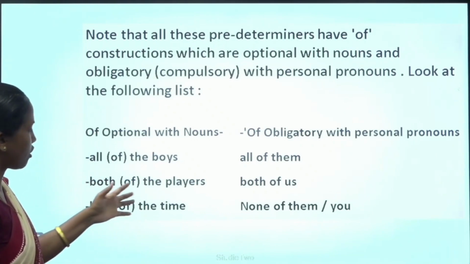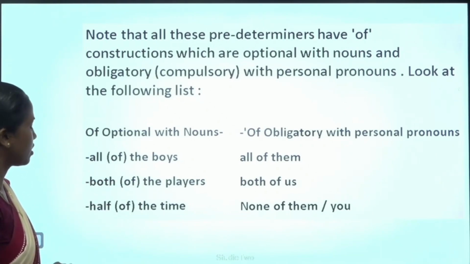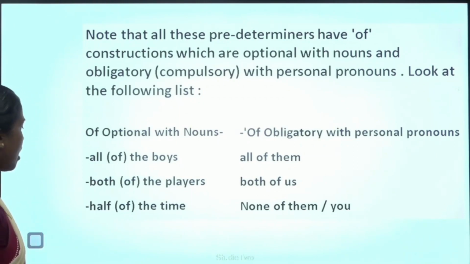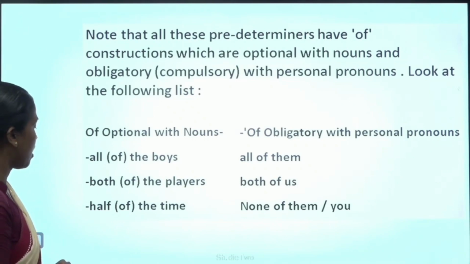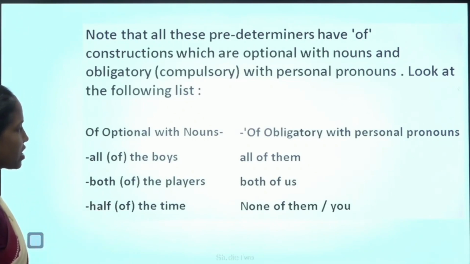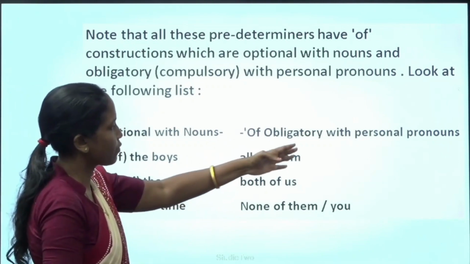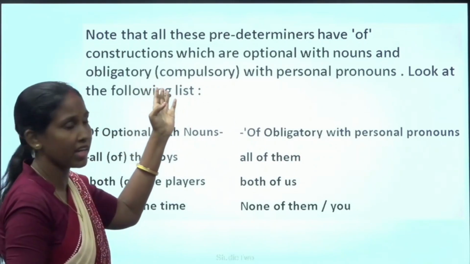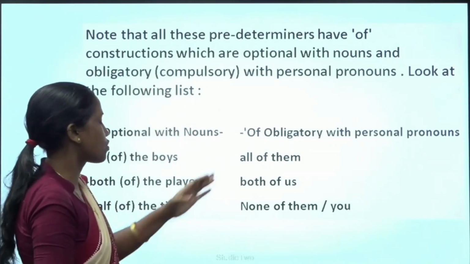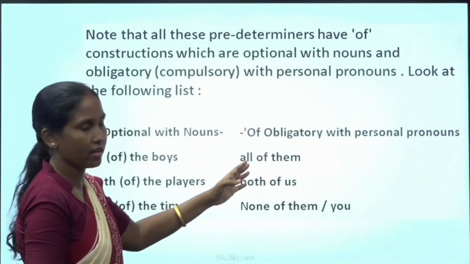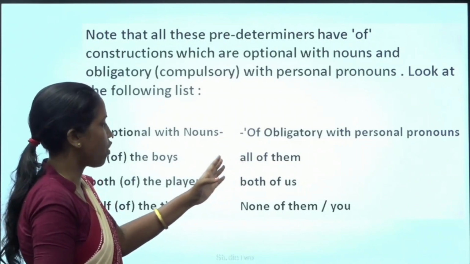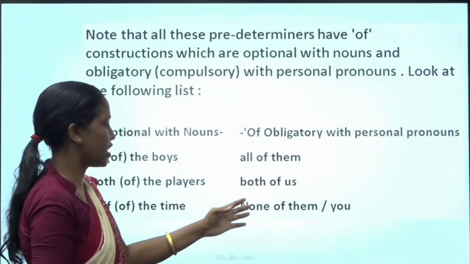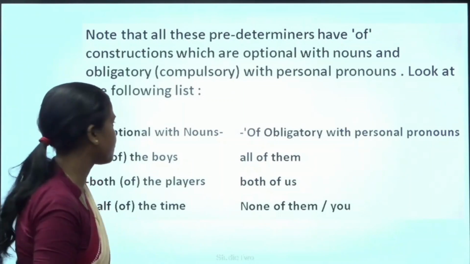Both of the players, we can also write both the players. Half of the time, half the time, we can write. Next, of is obligatory with personal pronouns. You can see here, students, the meaning of obligatory is given here, compulsory. So of we cannot omit here, we must write of here. All of them, both of us. None of them or none of you.